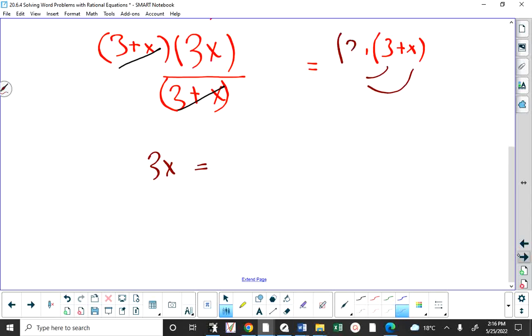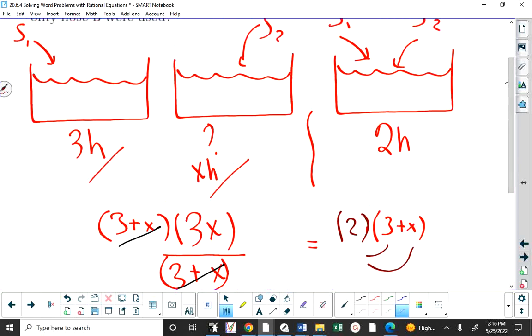The reason I knew I had made a mistake is when I expanded this out with a 3, I'd get 3x, and all my x's would cancel. Okay, so I get equals 6 plus 2x, and I can solve this. I can subtract 2x from both sides and get x equals 6. Is that okay? We can always check this.